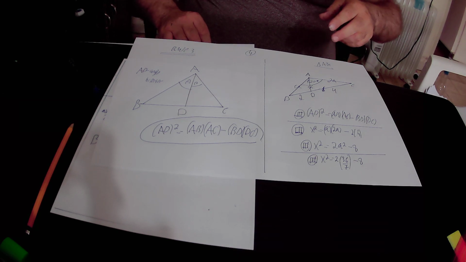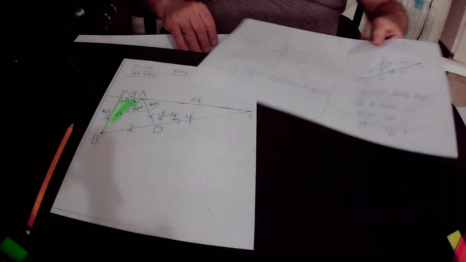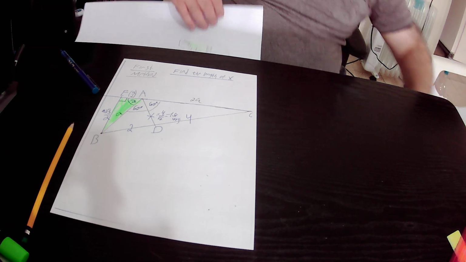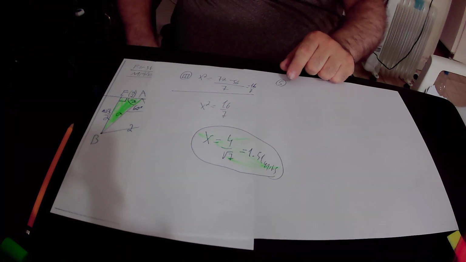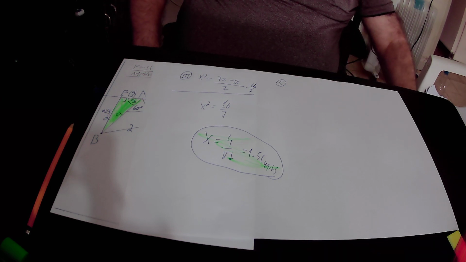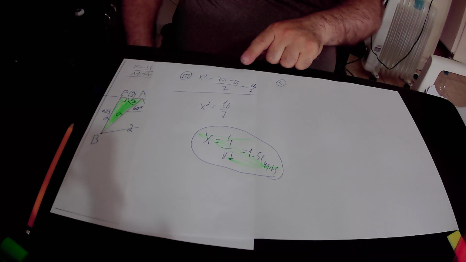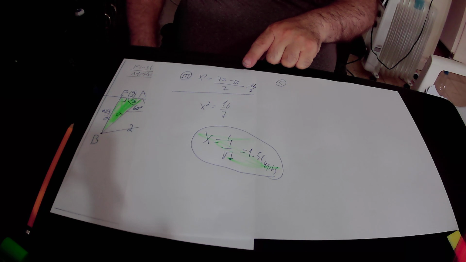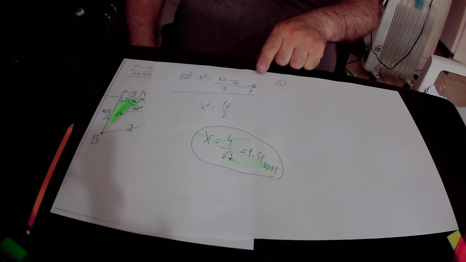So here 2 times 36 is 72. Then we multiplied minus 8 by 7. Minus 8 times 7 is minus 56. And we got that x squared equals 72 minus 56, that is 16 over 7. So we found out that x squared equals 16 over 7.